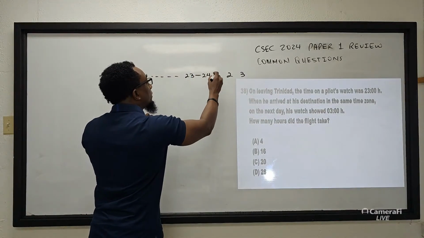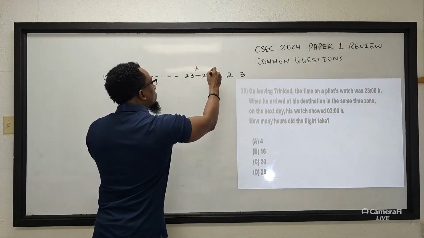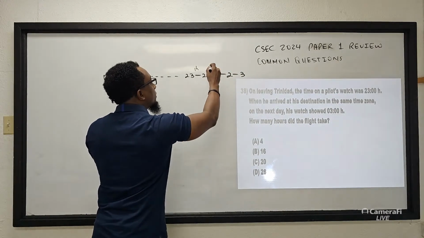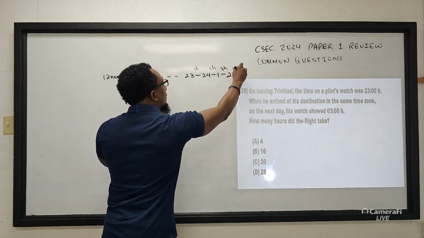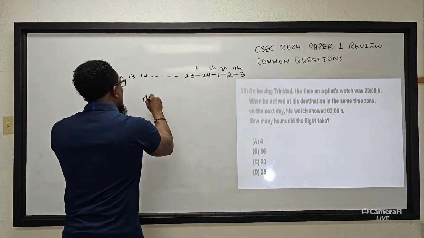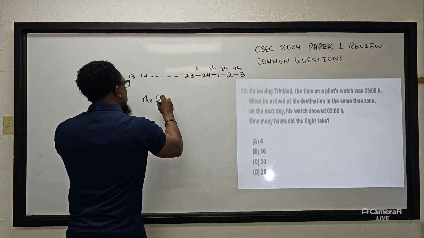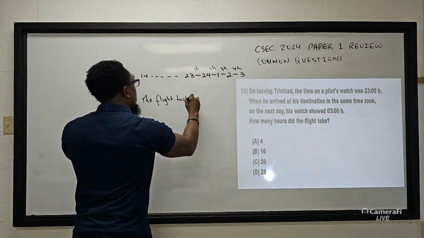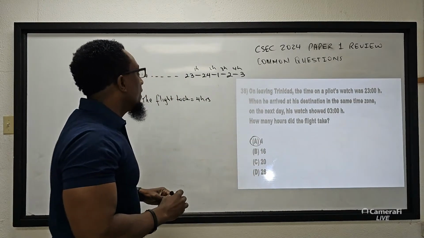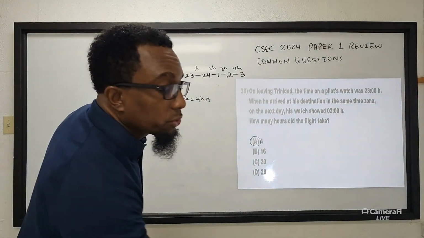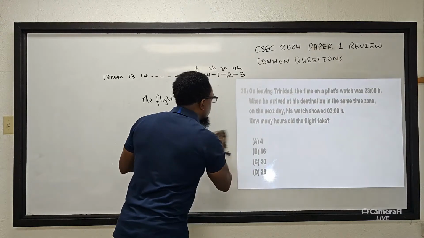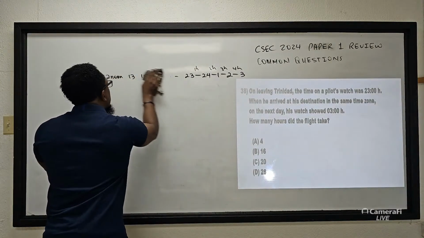300 hours, right? So therefore, when they ask how many hours did the flight take, this will be what? 1 hour, 2 hours, 3 hours, 4 hours. Alright? So the flight took 4 hours. Alright? So we counted in that 24-hour time zone, right? So let's move on to 39.